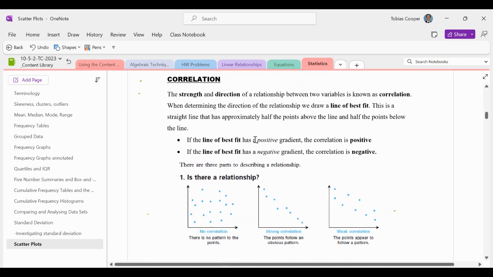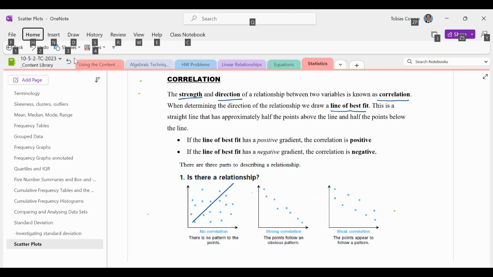So let's now have a look at correlation. Correlation is the strength of the relationship between the variables and also the direction of the relationship between the two variables. Correlation is strength and direction. When determining the direction of the relationship, we draw a line of best fit. This is a straight line that has approximately half the points above the line and half the points below. If I draw a line here, I've maybe got half the points above and half the points below. That's my line of best fit.